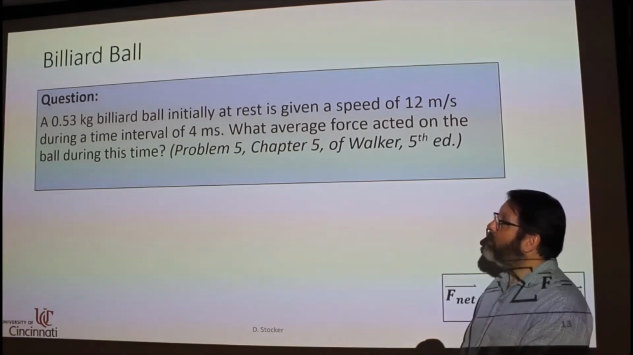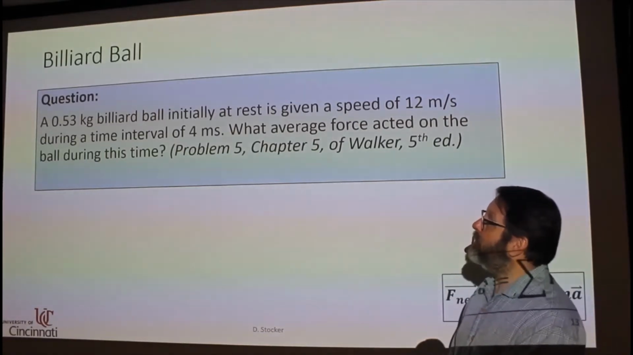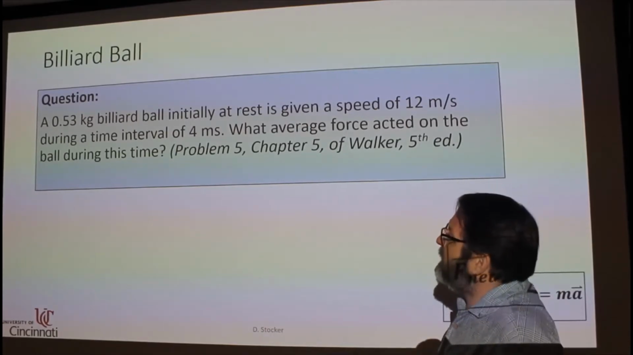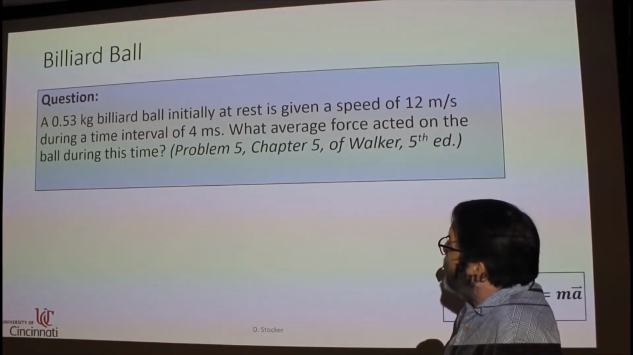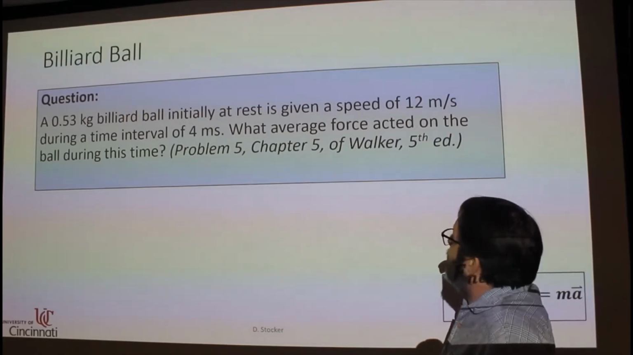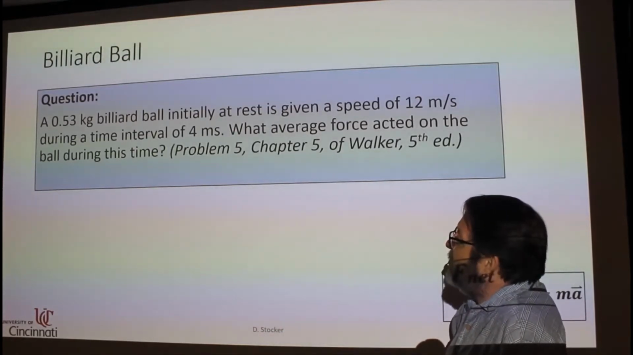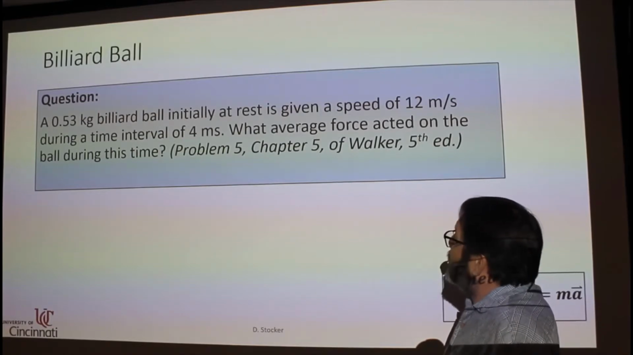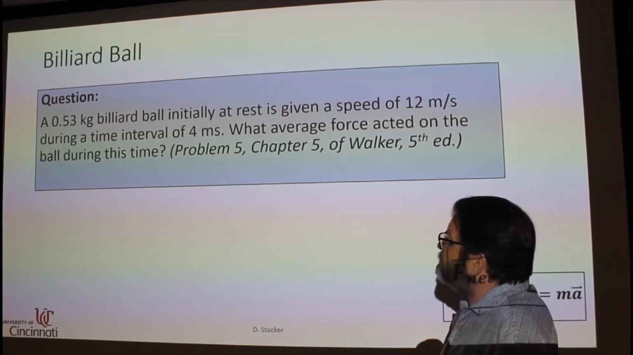Right, let's do the sample problem about the billiard ball from the slides. So the question: a 0.53 kilogram billiard ball initially at rest is given a speed of 12 meters per second during a time interval of 4 milliseconds. What average force acted on the ball during this time?